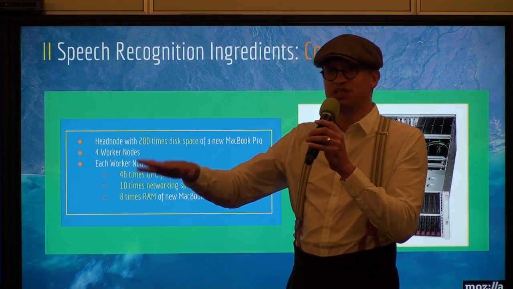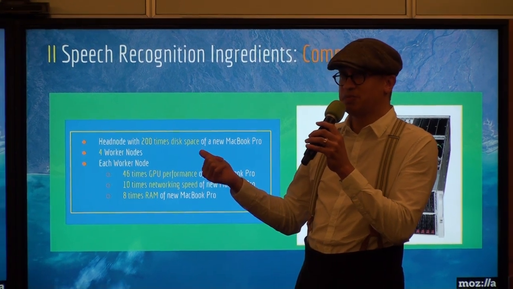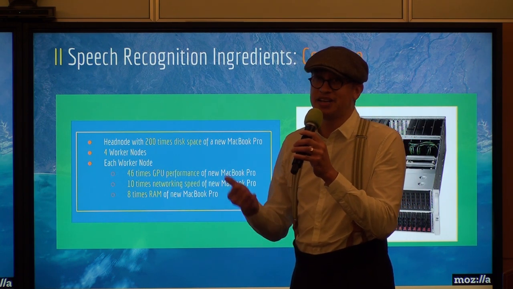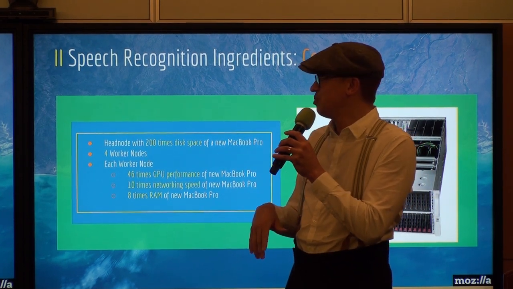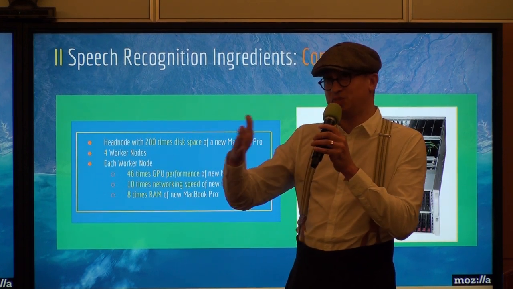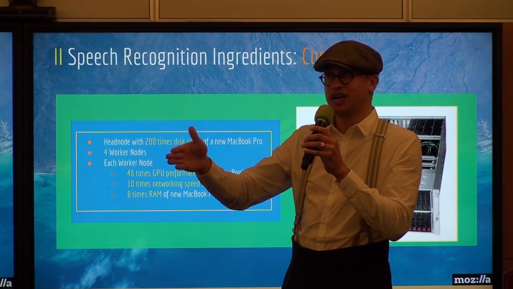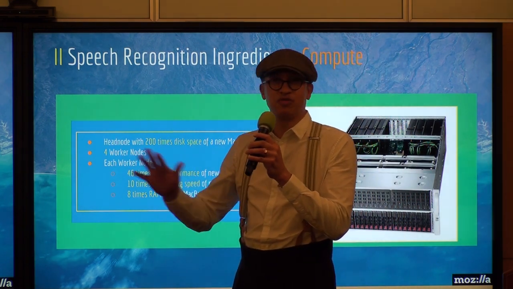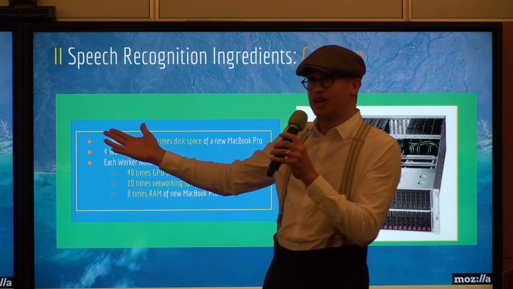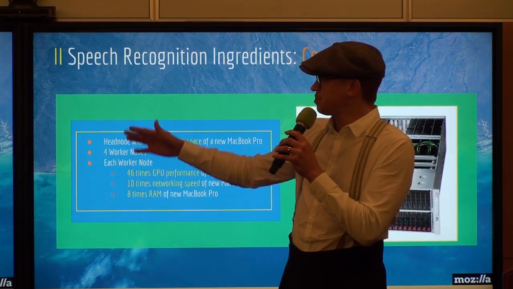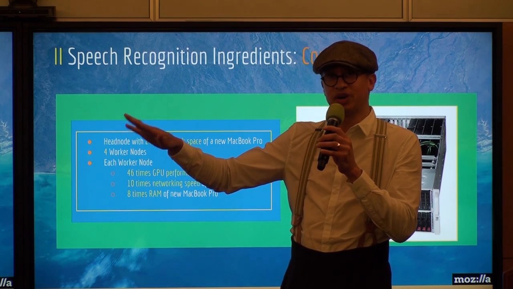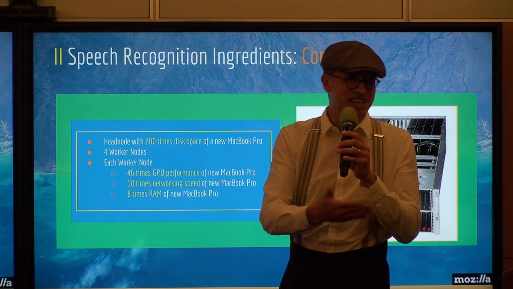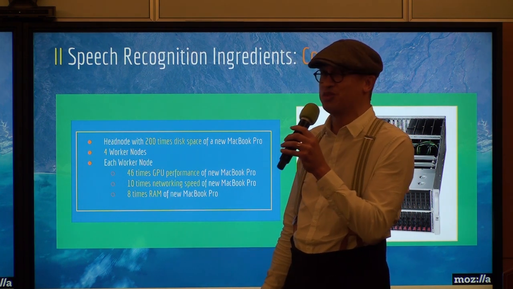And we have four different worker nodes that actually do the work of training. Each one of these worker nodes has about 46 times the GPU strength of a new MacBook Pro, about 10 times the networking speed, and about 8 times the RAM. In a little bit more technical detail, each one of these computers has 8 GPUs, and each GPU has 10 teraflops of compute. So in total, our whole system has about 350 teraflops of compute. To give you an idea how hard it is to train these models, if we're training on about 3,200 hours of data, it takes about a week to train up a model. So even with this relatively expensive machine, as expensive as a sports car, about $150,000.